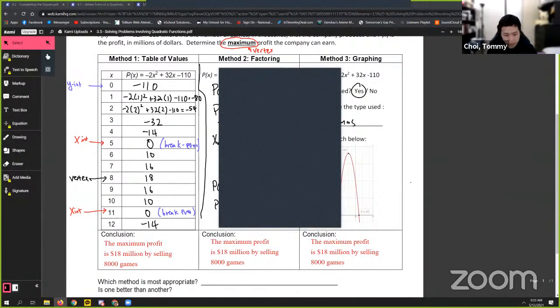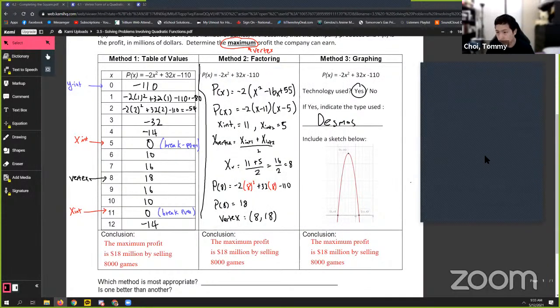Give me 1 second to set up the poll. Okay, which method did you prefer when you solved this for your homework? 1, 2, or 3? Just going to give another 20 seconds.